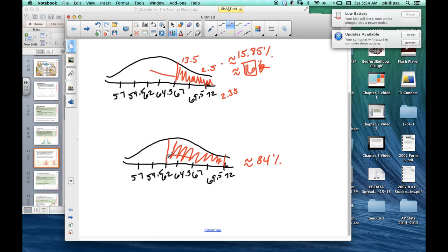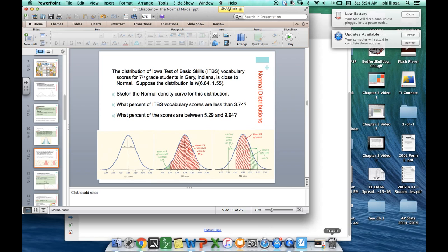So 68 between one standard deviation, that's from here to here, 68, okay? Here was 13.5, and the remainder is 2.5. Okay, so we'll get into calculator skills in our next video.